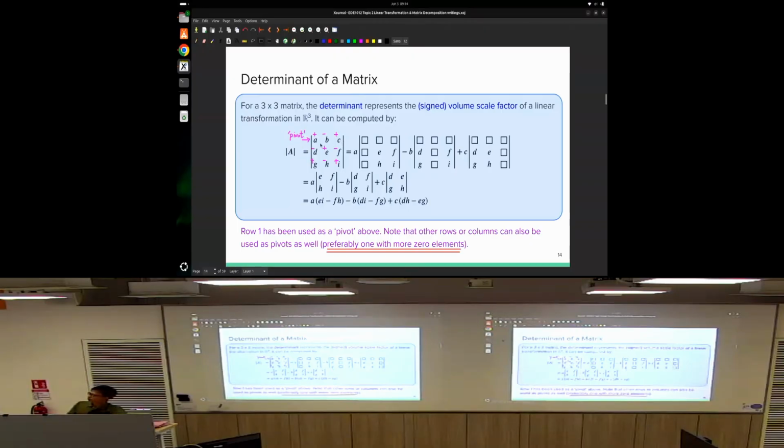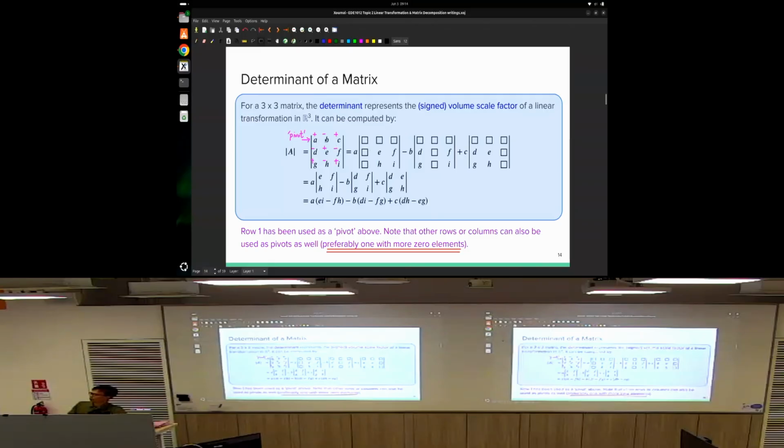Okay, so let me repeat this. So if I choose the first row as the pivot, meaning to say I take the plus A, then after that I take the sub-determinant, by covering up the row and column of A. So you can see row and column of A I cover, right? Then after that I just take E times I minus H times F. So like the determinant of the sub-matrix, like a portion of the matrix by covering up the pivot element here.